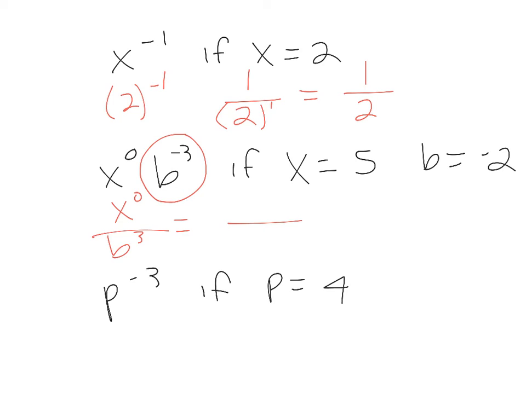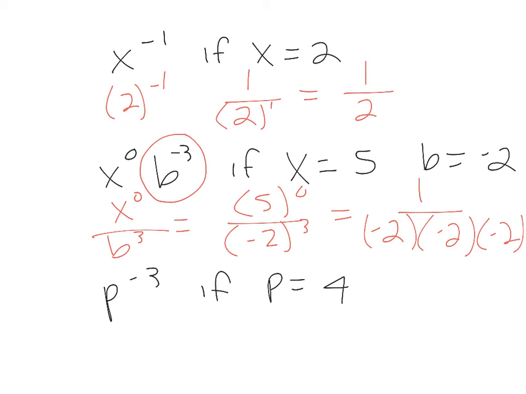and then I'm going to substitute. 5 to the 0 power, negative 2 to the third power. Any number to the 0 power is 1. Negative 2 times negative 2 times negative 2 is 1 over negative 8.